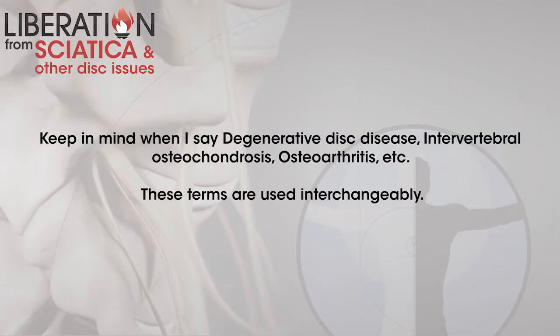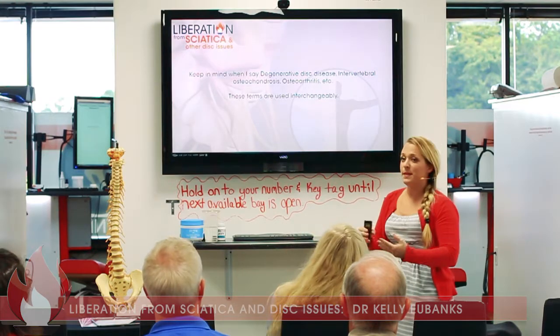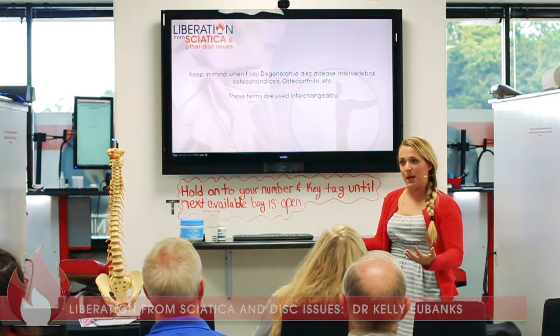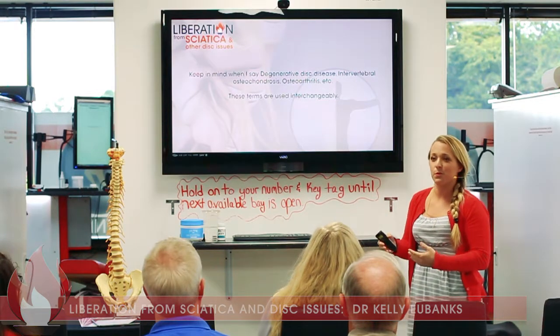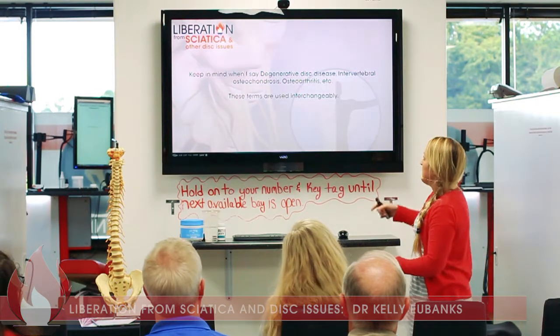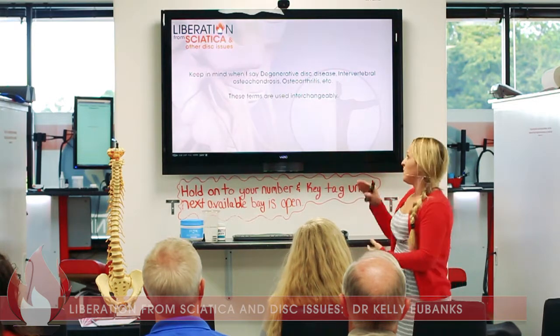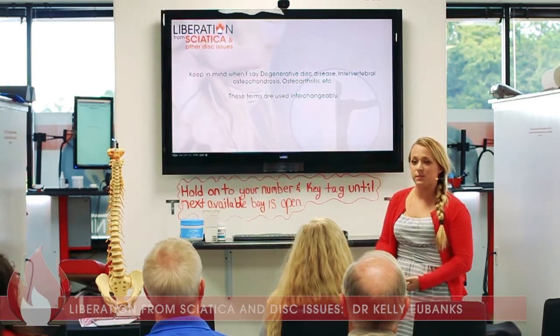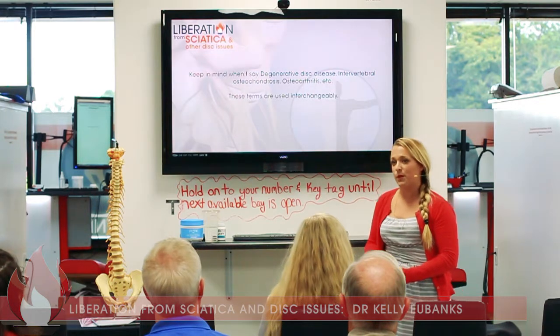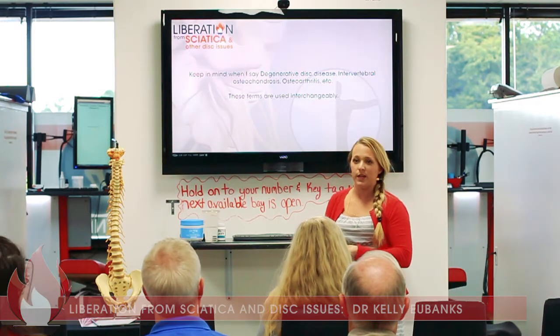So, keep in mind, I don't know if you guys know, but when I say degenerative disc disease, intervertebral osteochondrosis, osteoarthritis, these all mean the same thing. And it gets a little bit confusing because there's several words for the same condition. This is sometimes shortened to IBOC. So all of these basically mean arthritis of your spine. And it's not like rheumatoid arthritis, it's like bony arthritis of the spine.